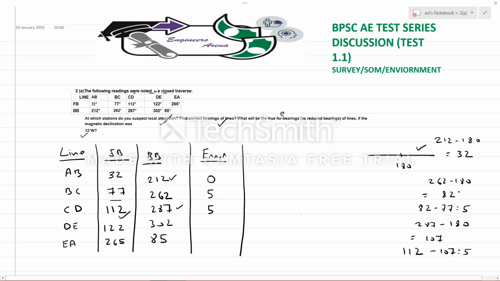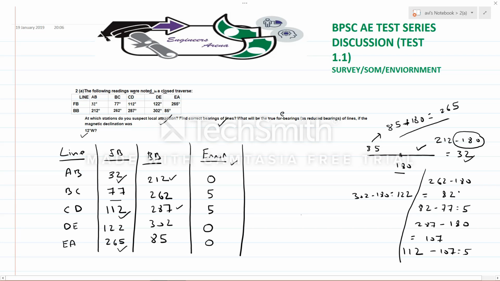Now again 302 minus 180 degree is 122 degree. So here there is no error. And here it is 85. Previously we did subtraction because the back bearing of the line was greater than 180 degree, so we subtracted 180 degree to calculate the fore bearing, and from there we checked the column and identified the error. Over here the case changes. The back bearing of the line is less than 180 degree, that is 85 degree. So we will add 180 degree to it. This will be equal to 265 degree. Here also 265 degree. So there is no error. Here we have calculated the error.